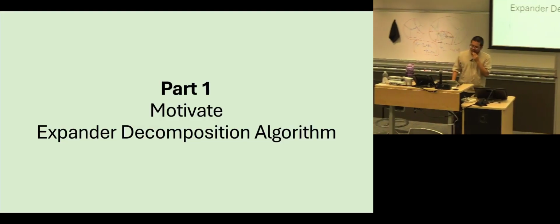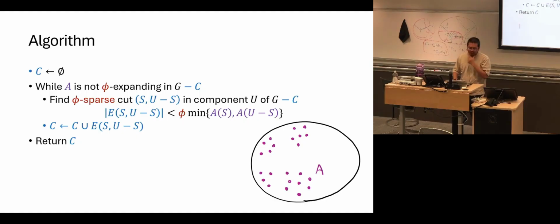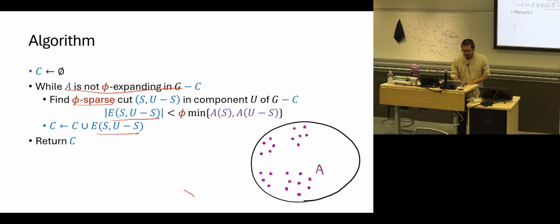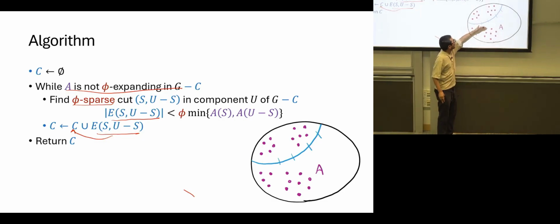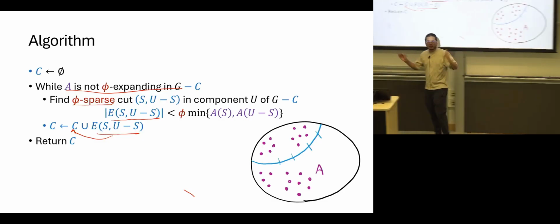Let me motivate the algorithm a bit. We saw the algorithm before. This is a not fast algorithm, which just says that as long as A is not expanding, then there is a sparse cut. Cut that, include that cut in your answer, and repeat until you cannot. If you cannot, then A is expanding. Keep finding sparse cuts, and then you look at this component. Is there a sparse cut here? Look at this component. Is there a sparse cut here? And repeat.